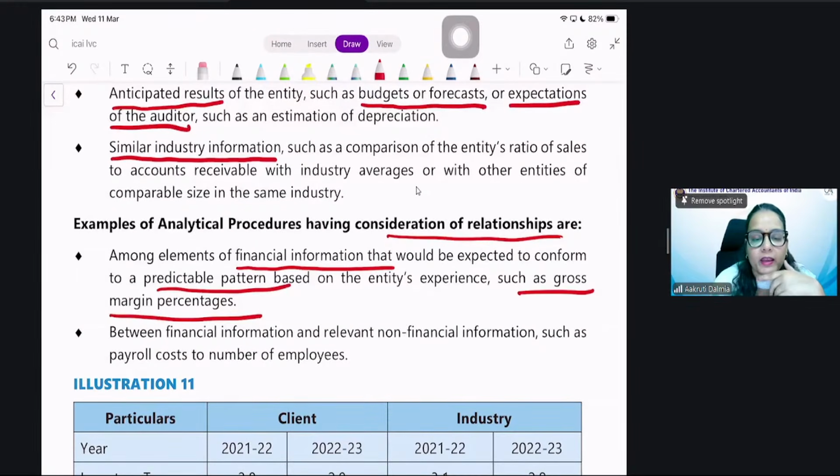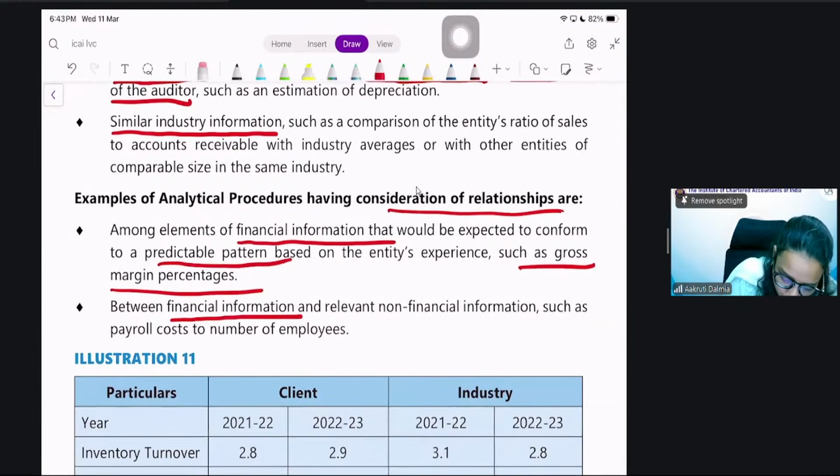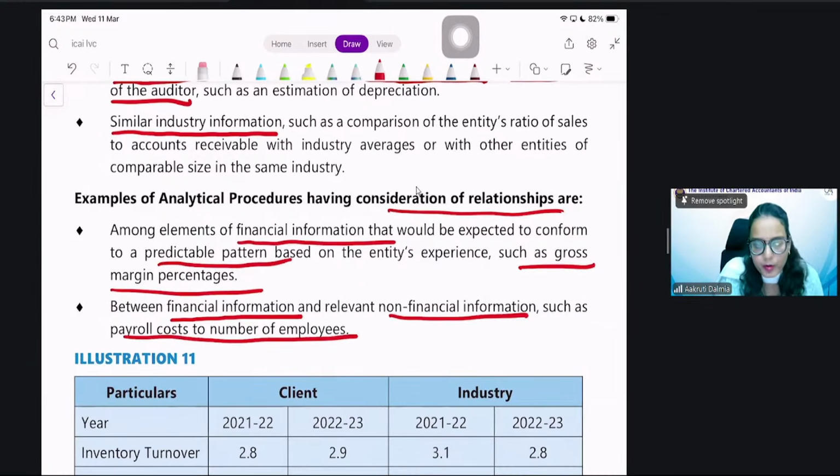Which SA are you applying? If you are doing a lot of ratio analysis, SA 520. Then if you create a comparison between financial information and non-financial information, like payroll cost to the number of employees, again you are doing SA 520.